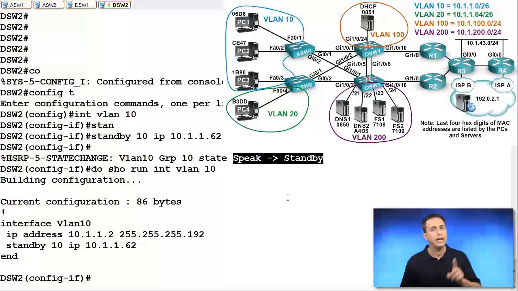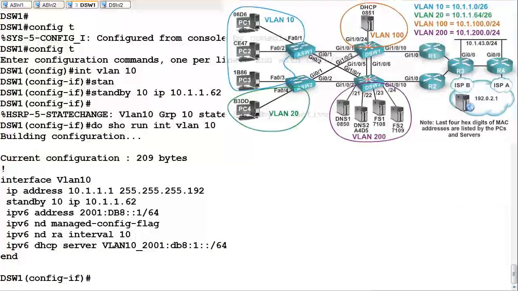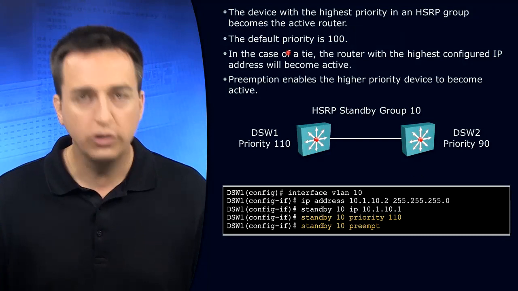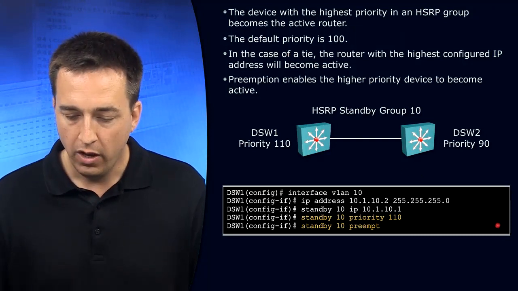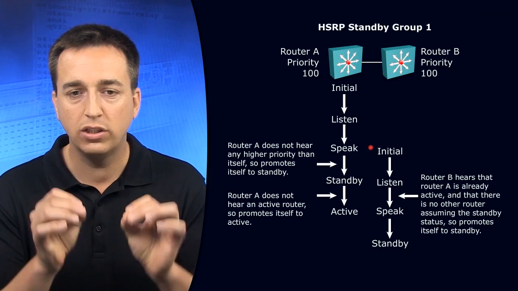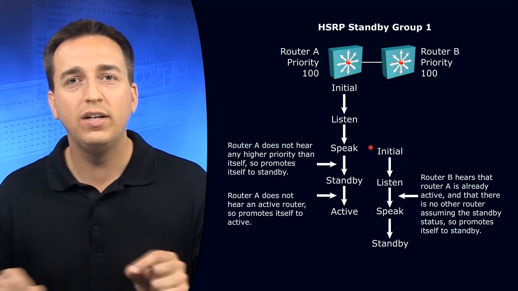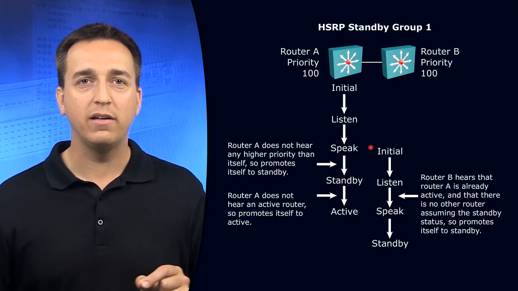So that election process isn't entirely accurate as it has been described to us. Because DSW1 should be standby while DSW2 is active based on this process that we've seen. So what is happening here? Well, when HSRP devices have HSRP enabled on an interface, it's really a race to get to the active and standby state.